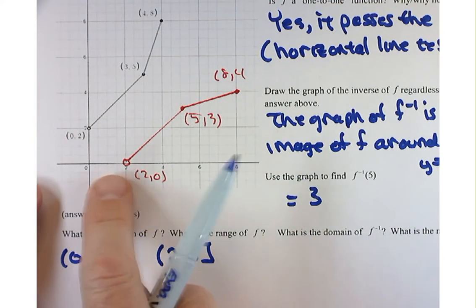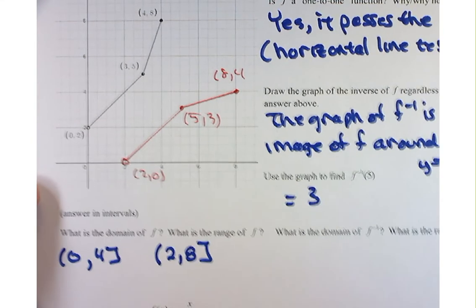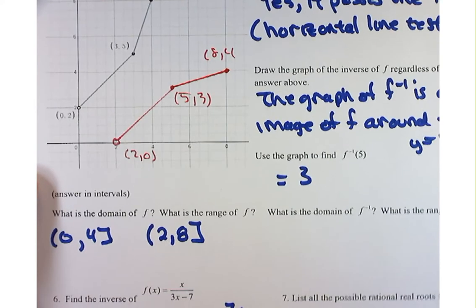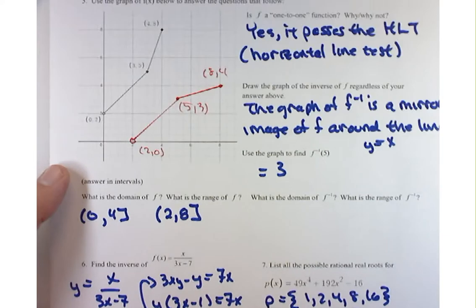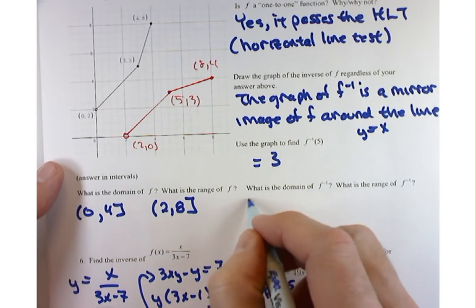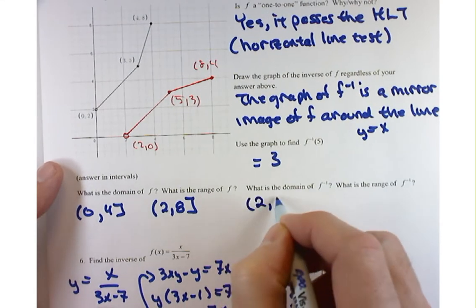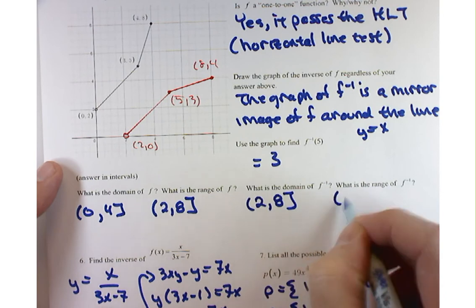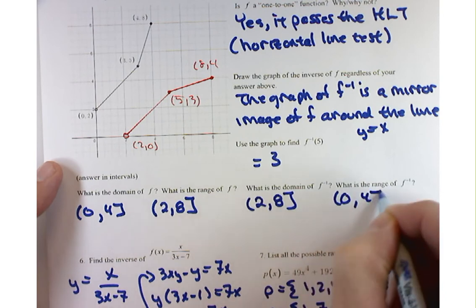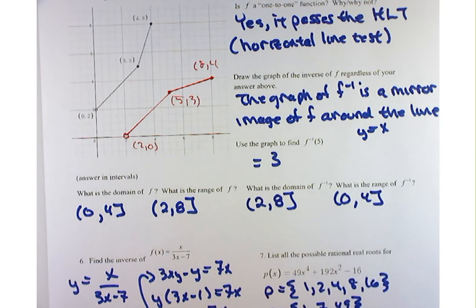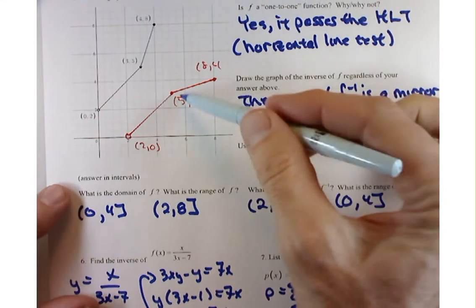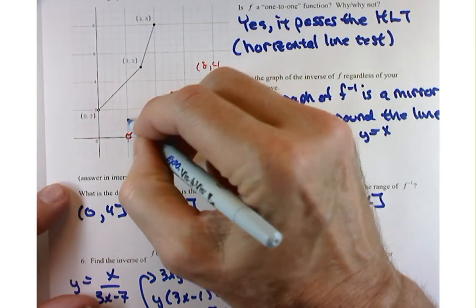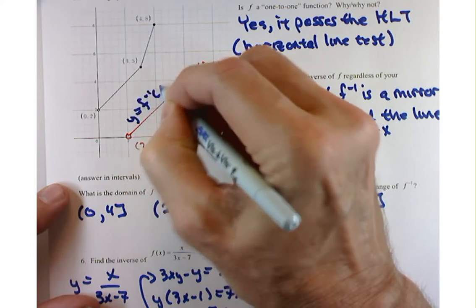Now, when you move from the function to its inverse, something nice happens between the domain and the range. What is it? They interchange. Good. So this becomes 2 to 8, and this becomes 0 to 4. Done. F inverse of 5 is going to be 3. There's your inverse function. Y equals F inverse of x.